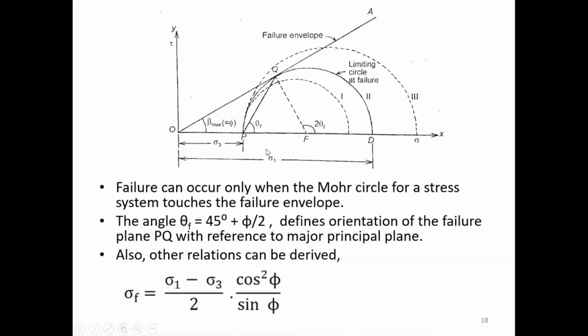Just the same thing that we saw in the previous figure. All right. Also, another relations can also be derived for that theta f. Your sigma f and this tau f you can derive from this figure, which shows sigma f is equal to (sigma 1 minus sigma 3) by 2 times cos square phi by sine phi, and tau f is equal to (sigma 1 minus sigma 3) by 2 times cos phi. So you can find out the relations for this, and if you know the angle of internal friction of the soil, you can easily develop this failure envelope, and you can draw the limiting circle at failure.